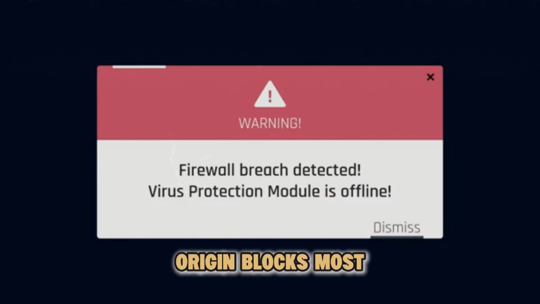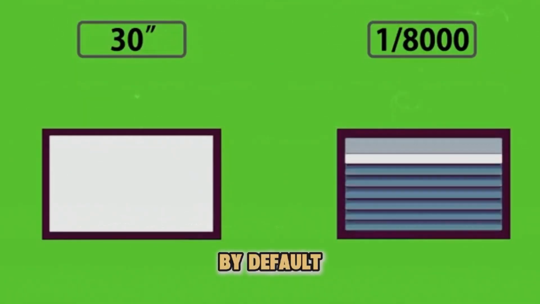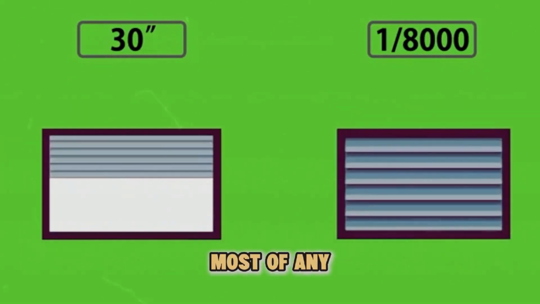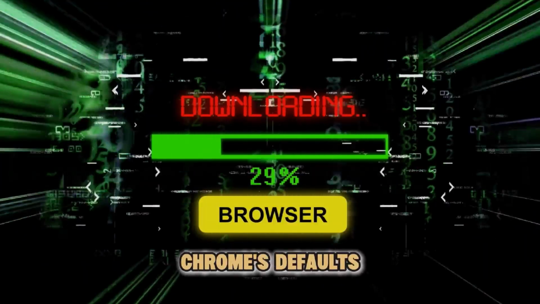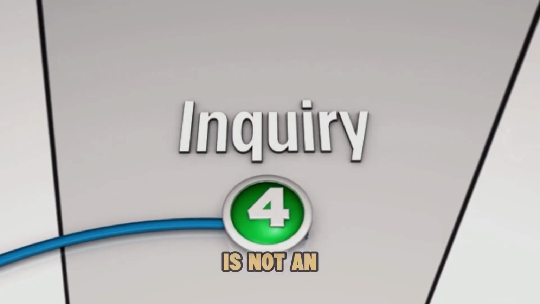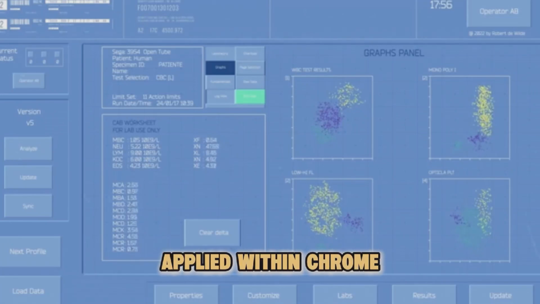Firefox with uBlock Origin blocks most of the common tracking vectors. Brave blocks aggressively by default. LibreWolf blocks the most of any mainstream browser. Any of these is a meaningful upgrade over Chrome's defaults. If switching browsers is not an option for specific reasons, there are mitigations that can be applied within Chrome itself.